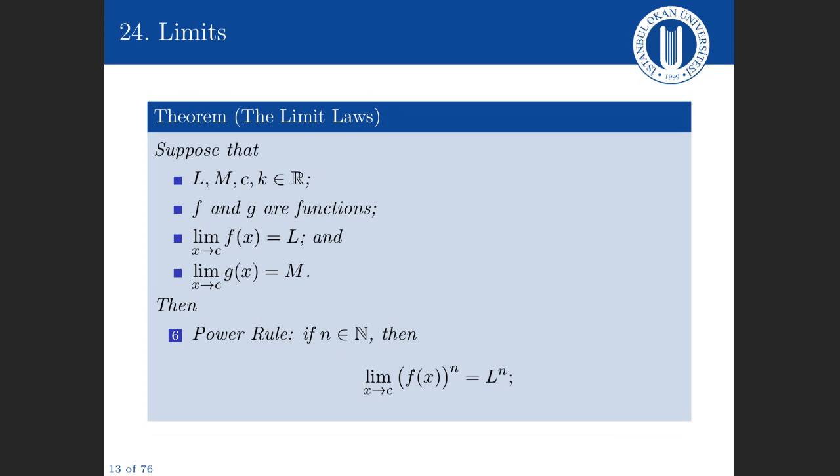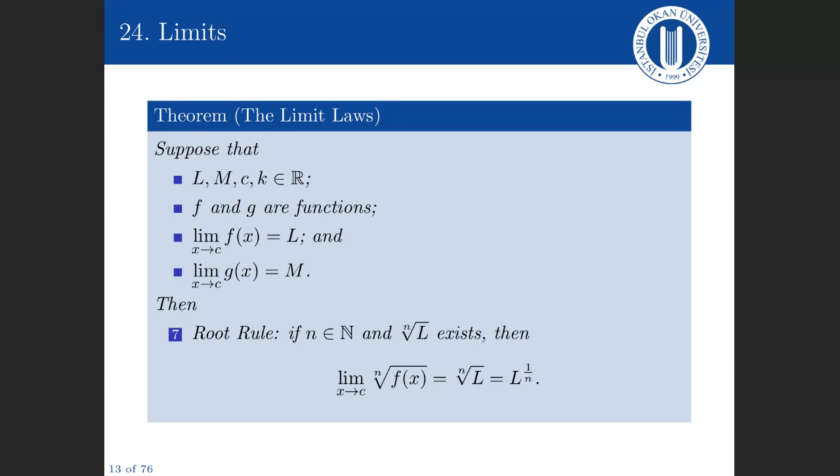We have a rule called the power rule. The limit of f to the power n is the same as L to the power n. That makes sense. And we have a root rule. The nth root of the function f, and then take the limit, is the same as the nth root of capital L, as long as, and to be careful, as long as this root exists.